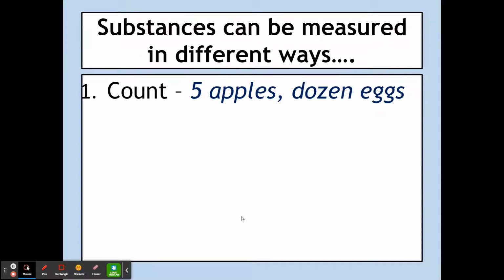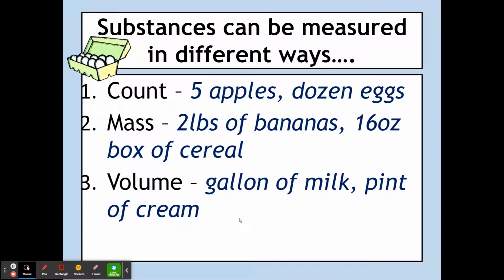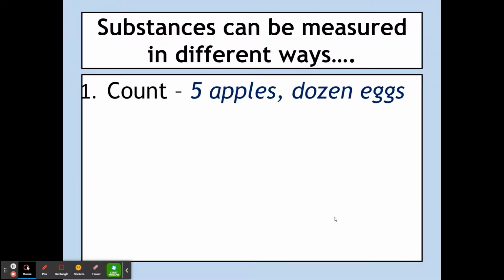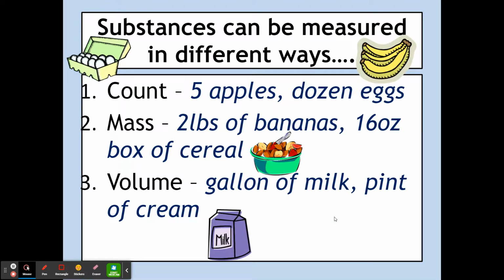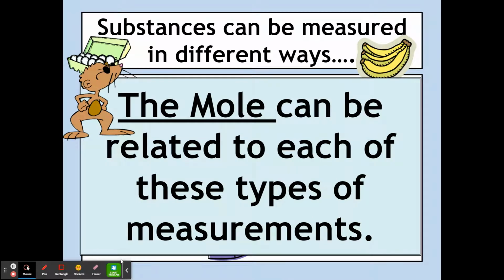Substances can be measured in different ways. We can count things: 5 apples, a dozen eggs. We can look at the mass of something: 2 pounds of bananas, 16 ounces of cereal. Or we can talk about its volume: gallons of milk, pints of cream. So there are 3 different ways that substances can be measured. The mole can be related to each of these types of measurements.